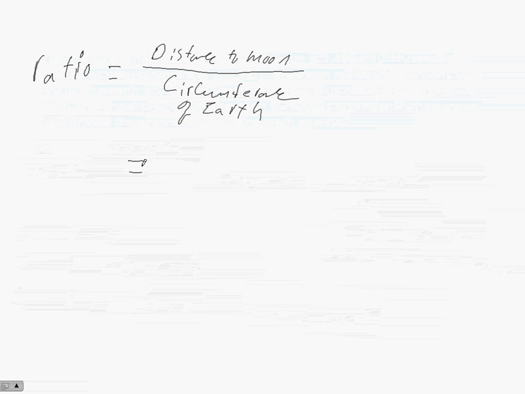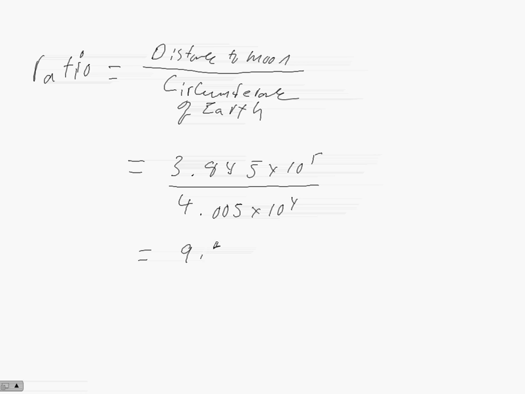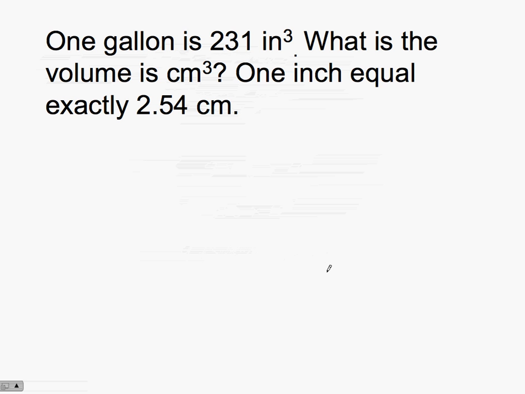And this number here, we know that is going to be 3.845 times 10 to the fifth, which is the distance to the moon. And we know that the circumference of the Earth, based on our calculation, is 4.005 times 10 to the fourth, which is equal to 9.559 times. Okay, that's it. All right, let's look at another problem.